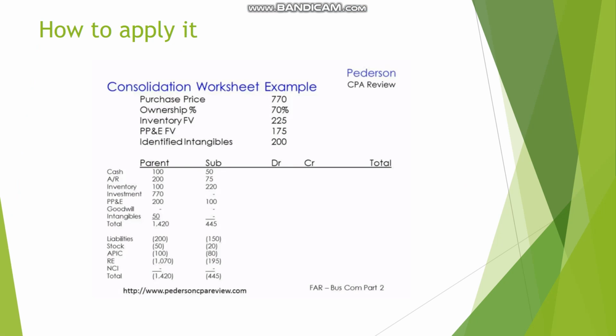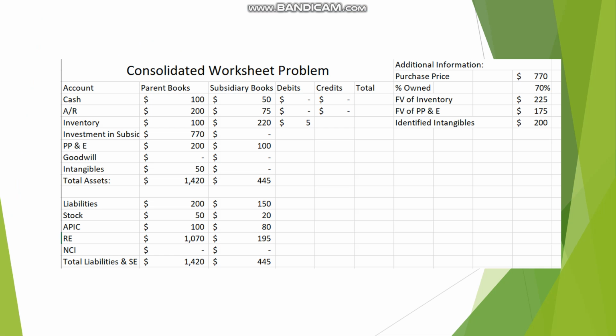Here's the CPA exam problem that we'll be looking at. We'll be filling out the debit and credit columns as well as the total column to get our assets for the consolidated companies to equal our liabilities and stockholders' equity for the consolidated companies. We'll be starting from the top.